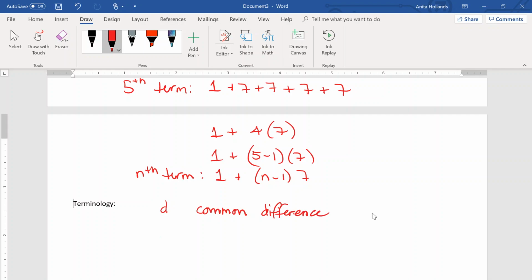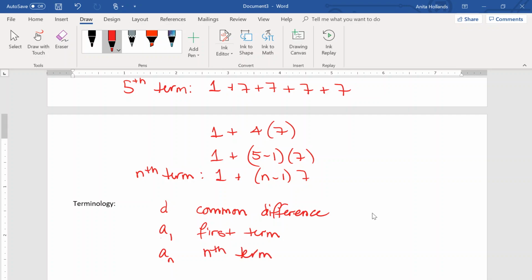To find the first term, we use a sub 1. That denotes the first term. So it follows then that a sub n will be the nth term in our sequence.